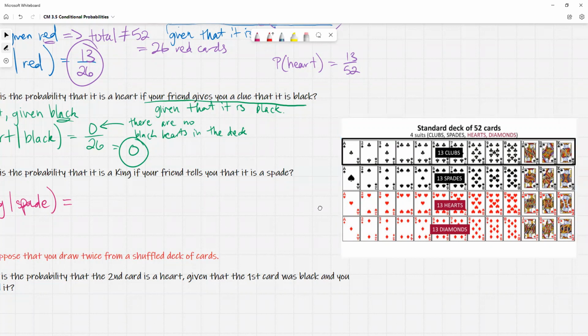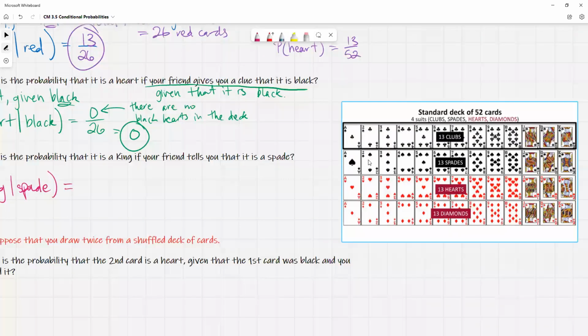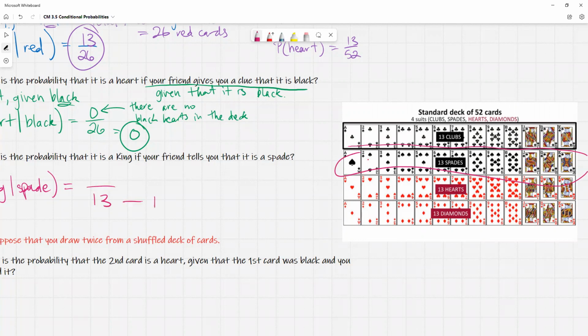So now let's think about this last one. What is the probability that it is a king if your friend tells you that it is a spade? So now I only care about the spades, okay? And so how many of those do we have? We have 13. And so that's going to be our denominator, okay? 13, because that is the number of spades.